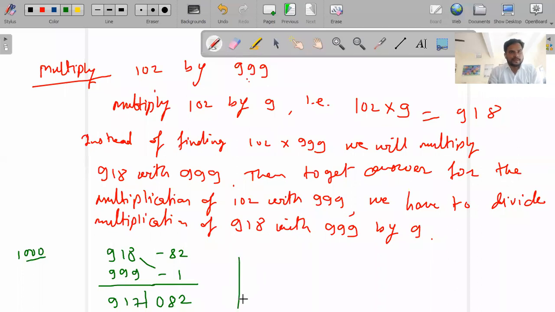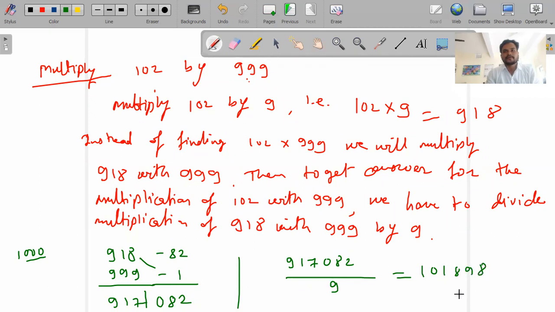Now you have to divide this 917082 by 9. What you will get? Yes, 101898. So this will be the multiplication of 102 with 999. Means we are dealing with a case where the bases for both the numbers are different. Okay.